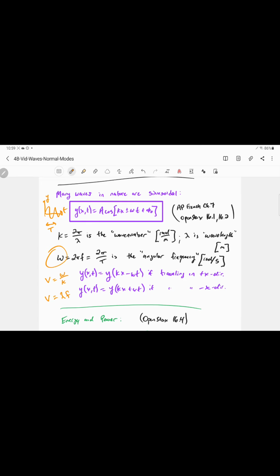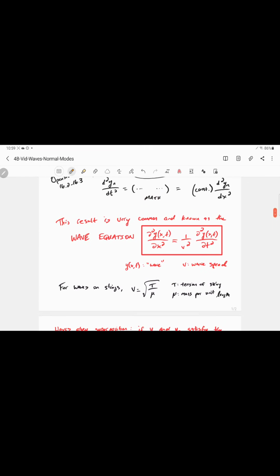And then related to period, you have frequency in hertz, cycles per second, or frequency in radians per second, angular frequency. And omega makes this formula simpler. Once you know k and you know omega, it's related to the wave speed like this. I want to warn you that the wave speed actually depends on properties of the material, like right here, the tension and the wave number.